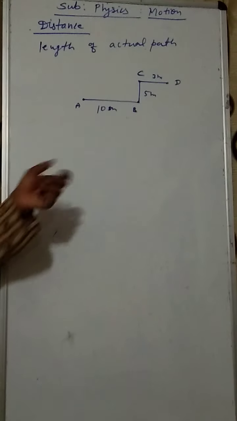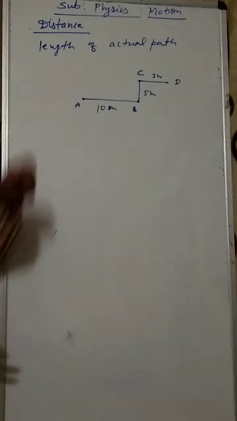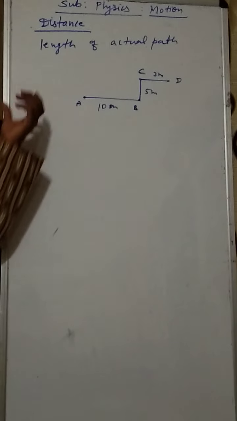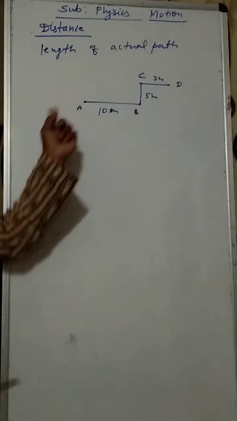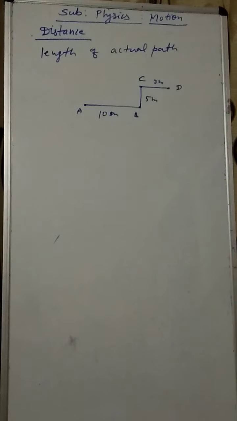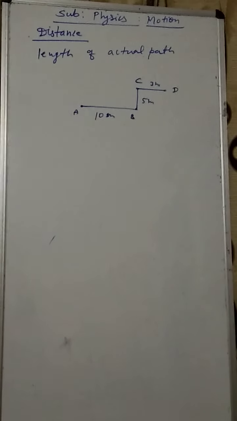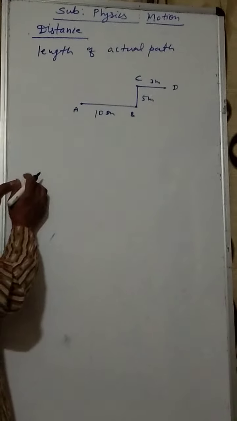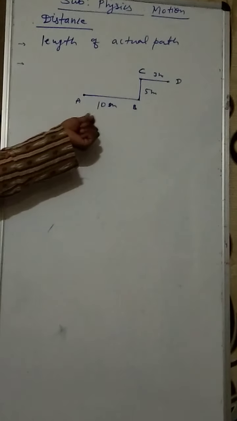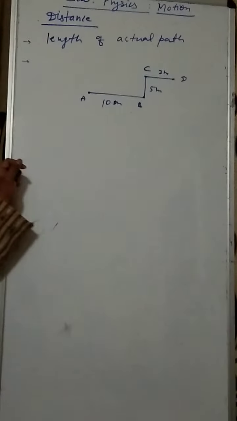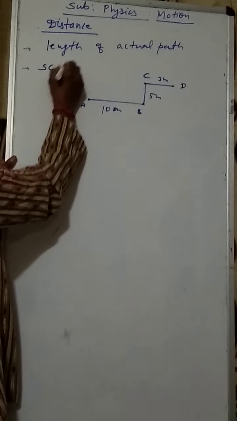It means distance depends on the path. So we can define distance traveled by an object as the length of the actual path. It depends on the path. That's why it has no particular direction. No particular direction means, as I already told you about two types of quantities, scalar and vector. As it does not have any particular direction, it is a scalar quantity.